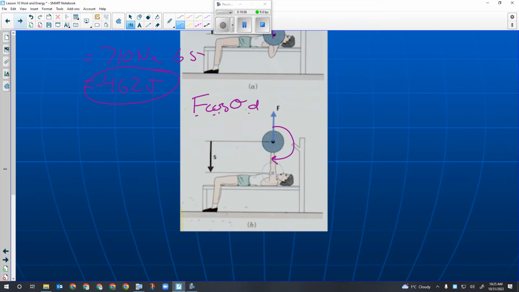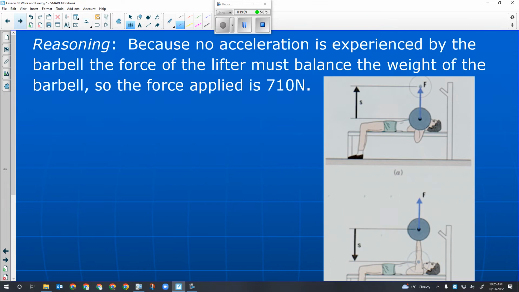Very rarely do we ever do any stuff with this cos theta thing. It's very, very rare that it comes in. We just have to understand that it's there.